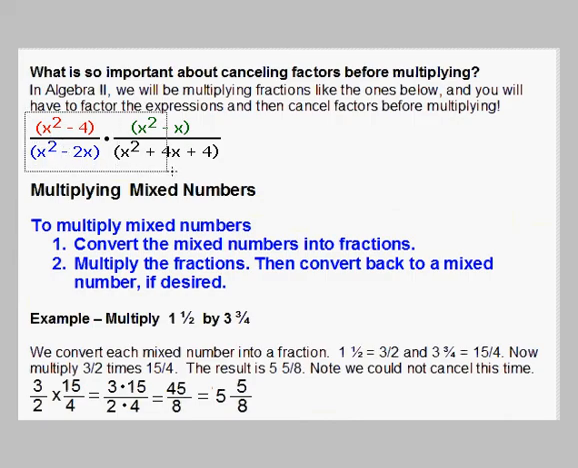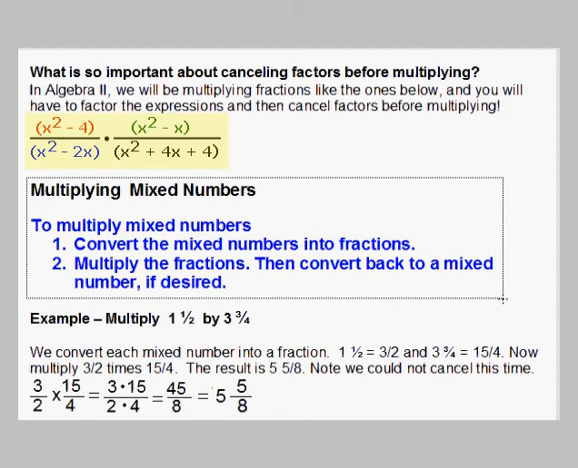In Algebra 2, we're going to be multiplying fractions that are a lot more complicated than even this last example. Here's an example. X squared minus 4 over x squared minus 2x times x squared minus x over x squared plus 4x plus 4. In this example, we would have to completely factor all the numerators and denominators and then cancel out common factors, just like we've been doing. Okay, well, let's move on to multiplying mixed numbers.